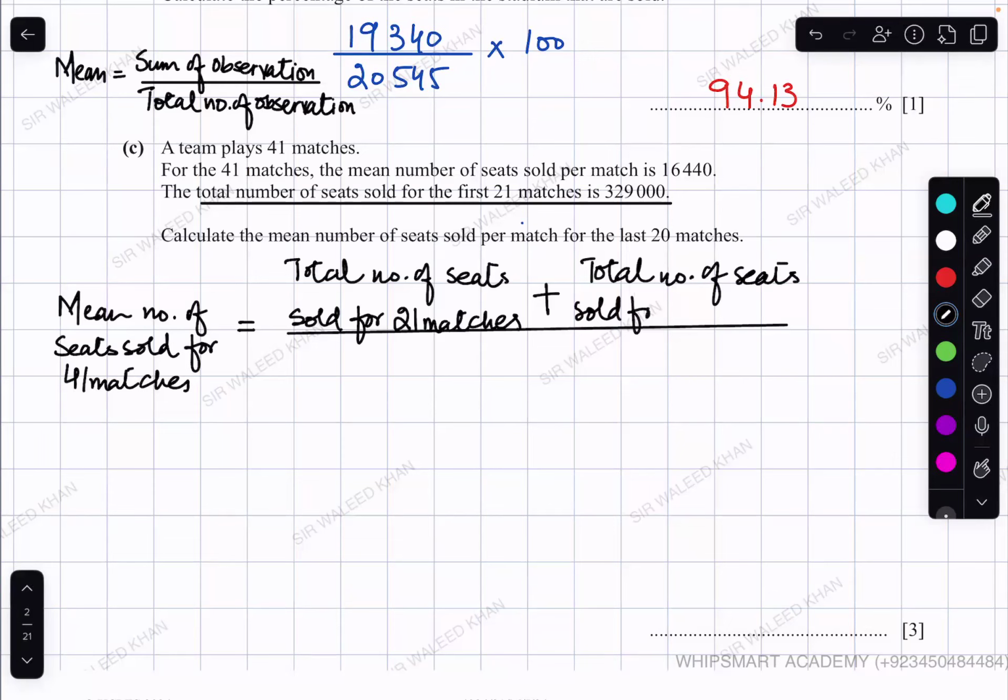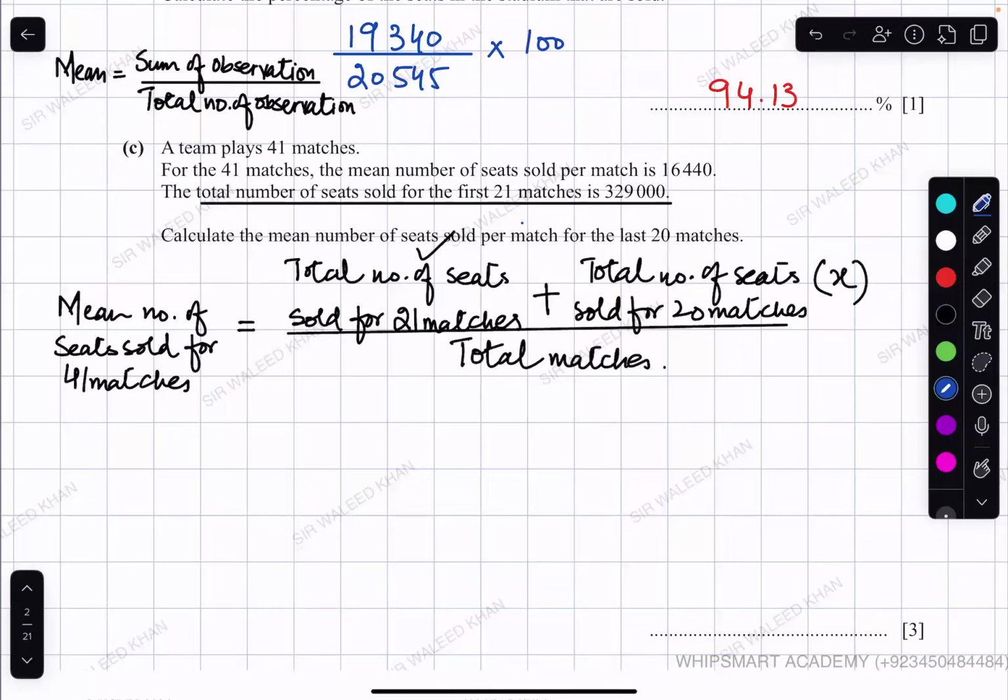Sold for 20 matches. Now we have the value for this data. We don't have the value for this data. So let's call this X, right? And then we have the total number of matches, the total observations. So let's plug in the values.